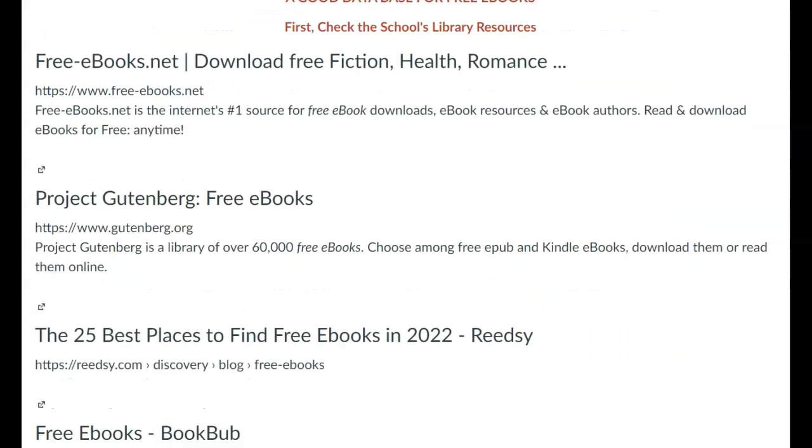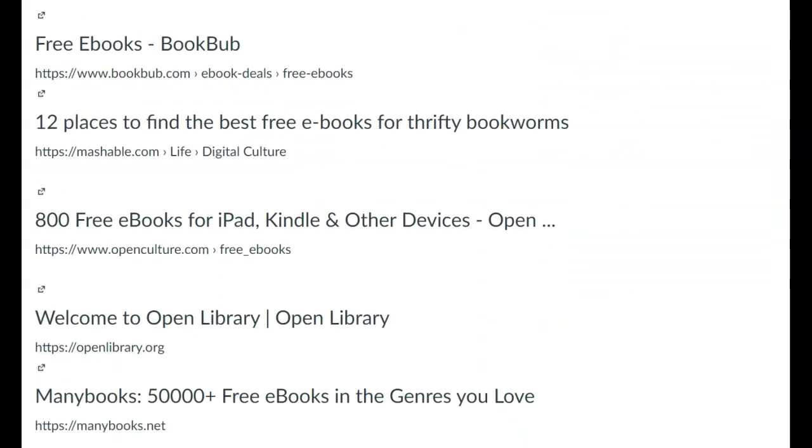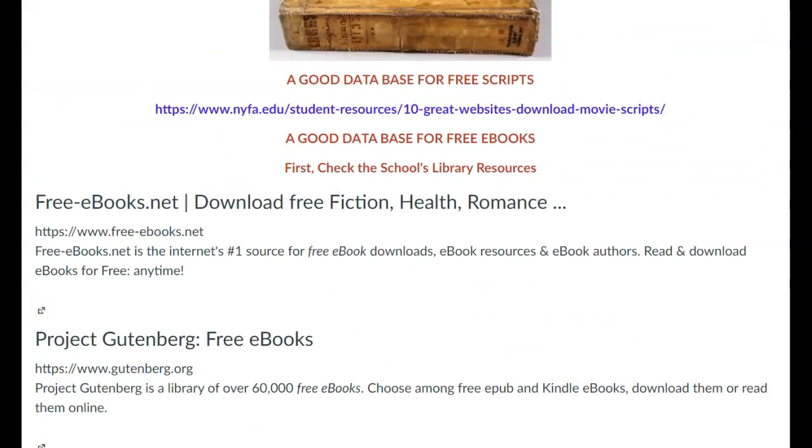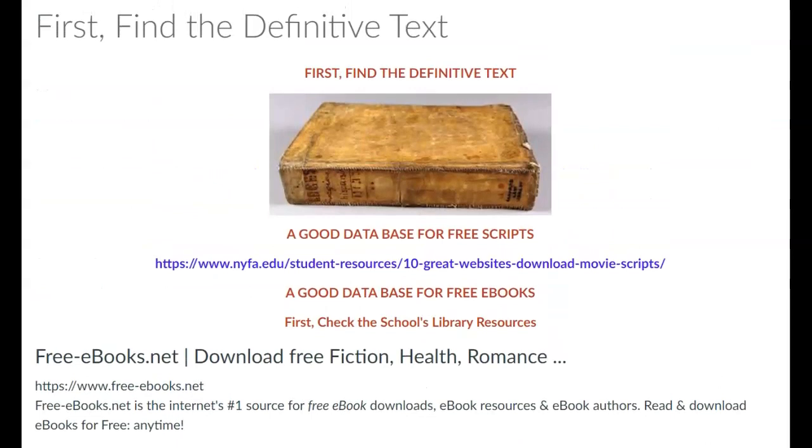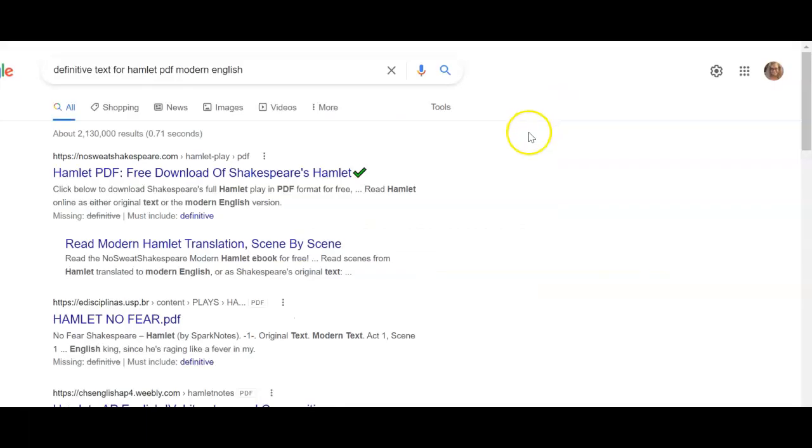These are some links to get some free ebooks. And so this is also a resource for you. So let's try to find two ourselves as examples. Okay, so if I'm going to look for Hamlet, I'm not going to look for it in Middle English. That's crazy. Not for our purposes here. So I'm going to type in definitive text, Hamlet PDF, Modern English, and there it is.